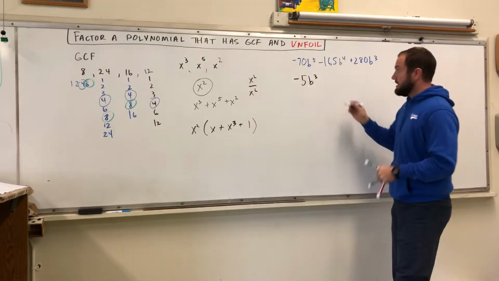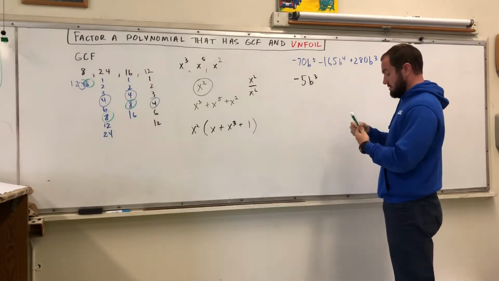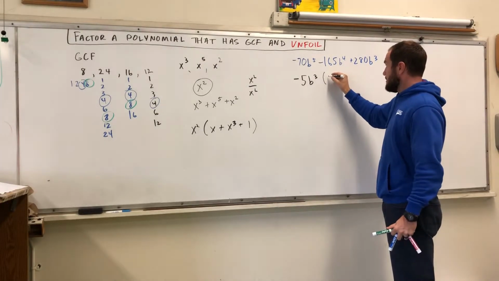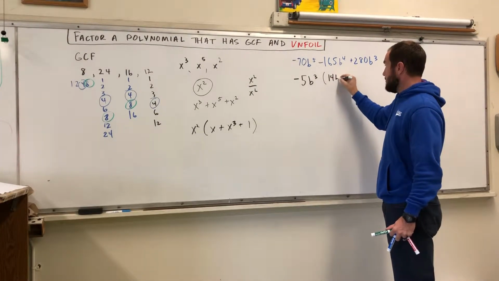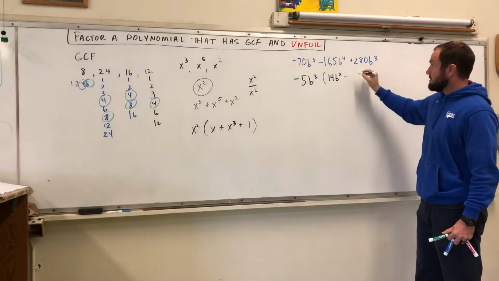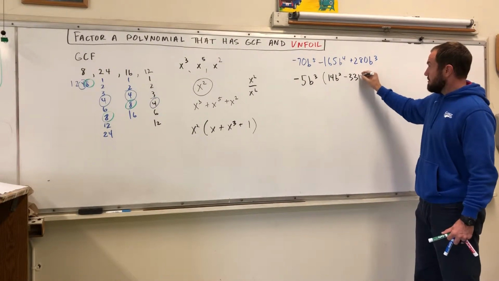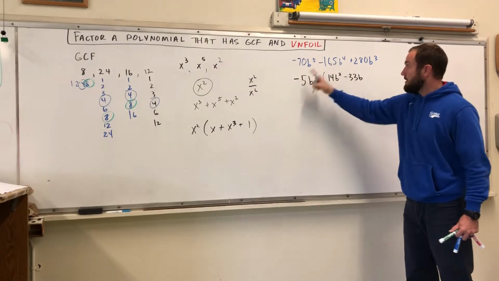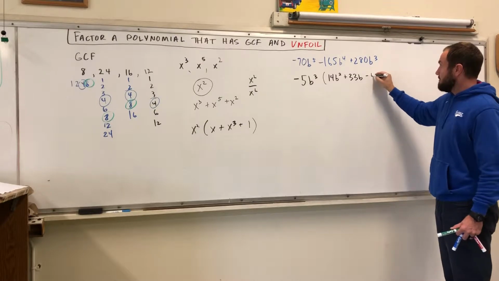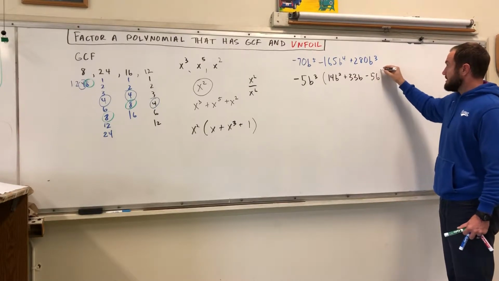And that allows me to factor out and get 14b squared minus, I think that's 33b. Well, actually, if I'm factoring a minus from a minus, that'd be a positive. And a negative 56.